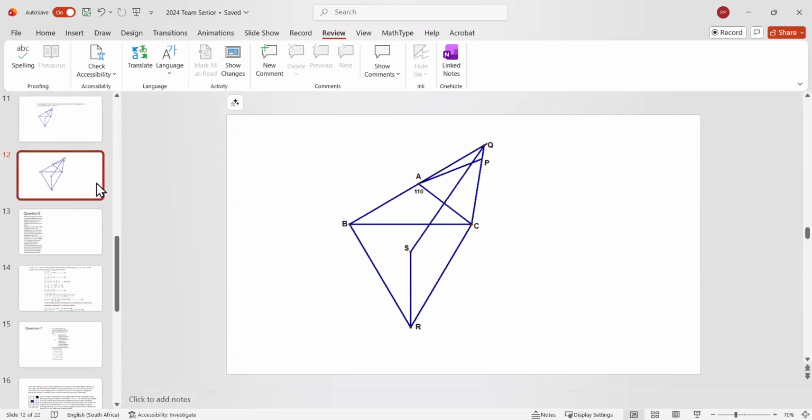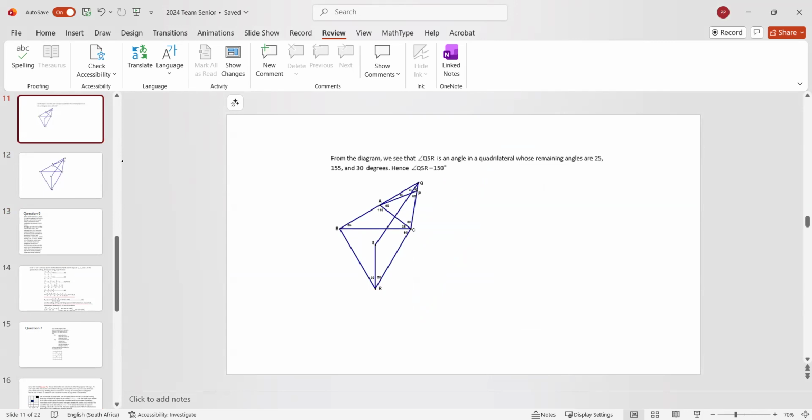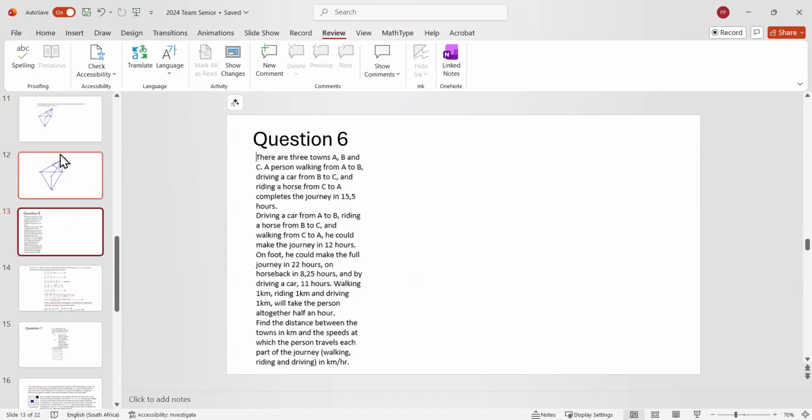Oh, I wiped out my solution. All right. Oh, that's the solution. There it is. QSR is 150 degrees. As you can see, it's some small writing there. All right, so that's question 5, I think, and we can go on to question 6, which is, oh, this is a long essay here.